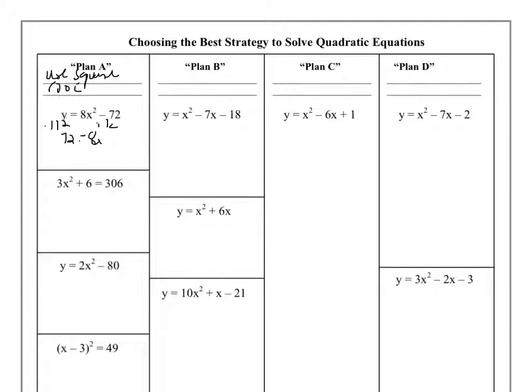Okay, so the reason I'm using the square root here is because I only have 2 terms. I'm missing the b, and also it looks like once I divide this by 8, I'm going to get a perfect square. So now I have 72 is equal to 8x squared. If I divide both sides by 8, I get 9 is equal to x squared. And the last step would be to take the square root of both sides, and I get x is equal to plus or minus 3 because the square root of 9 is 3.